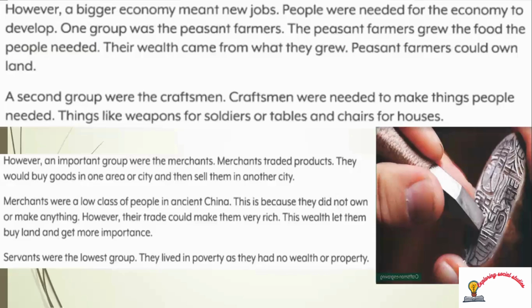Merchants were a low class of people in ancient China. This is because they did not own or make anything. However, their trade could make them very rich. This wealth let them buy land and get more importance. Servants were the lowest group. They lived in poverty as they had no wealth or property.